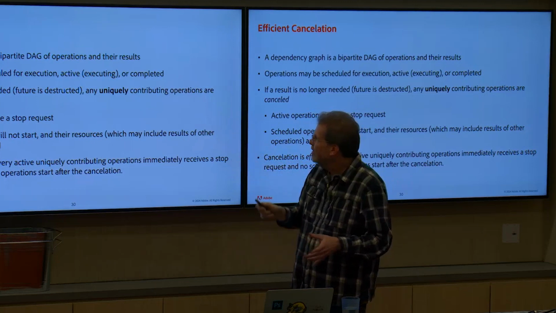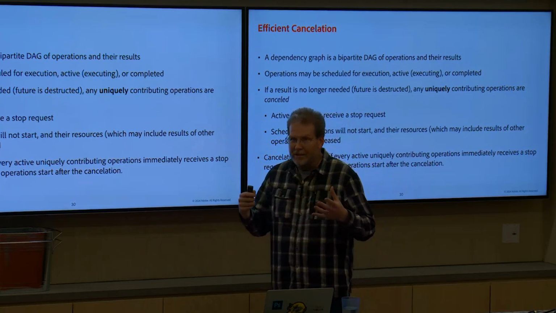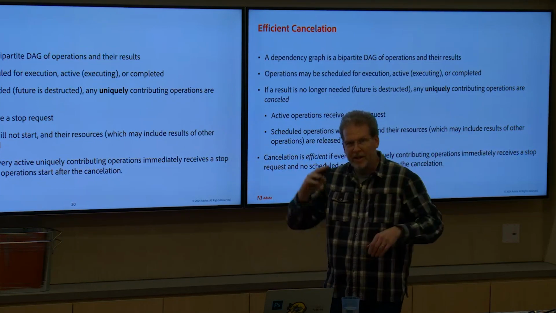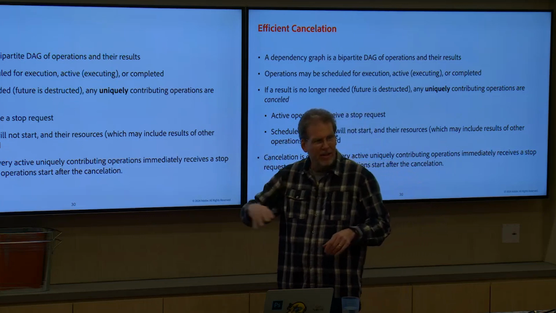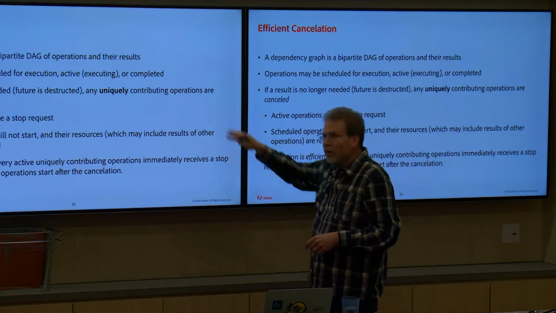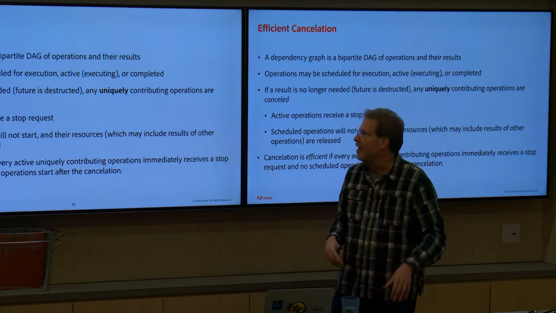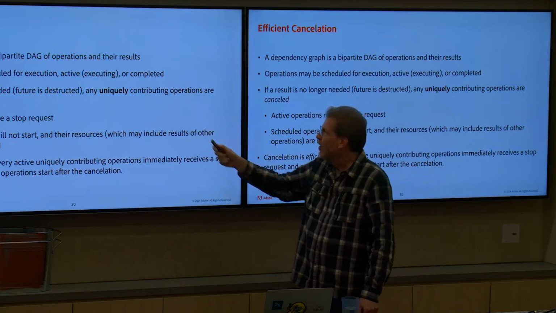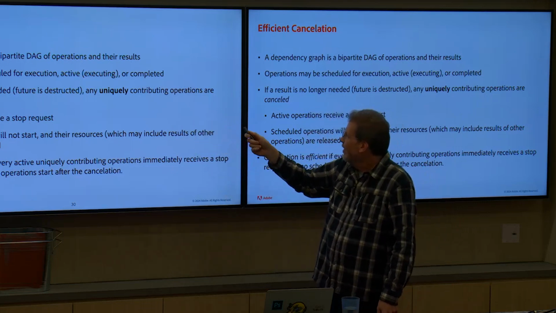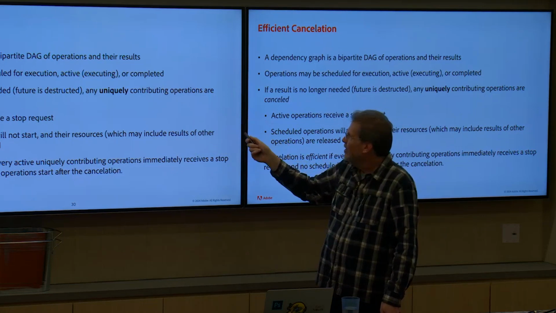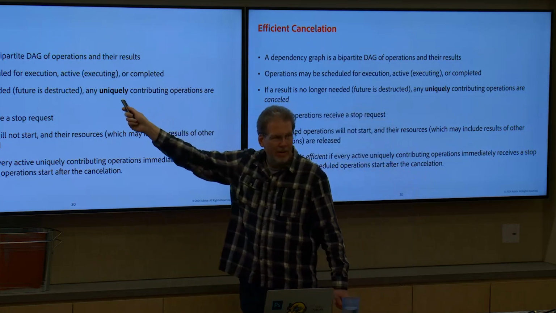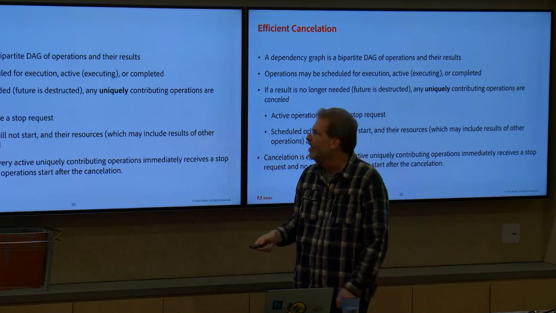Operations may be scheduled for execution. They could be active, right? So they could be scheduled, queued up somewhere. They could be active, which means they're currently executing, or they could be in a completed state. They're already done. If a result is no longer needed, the future is destructed, then any uniquely contributing operations are canceled. Uniquely is a key point here, right? We don't want to cancel other things.